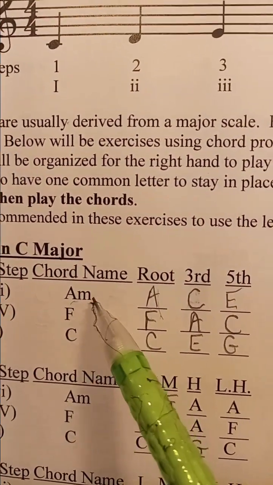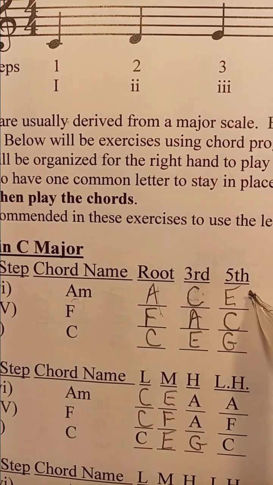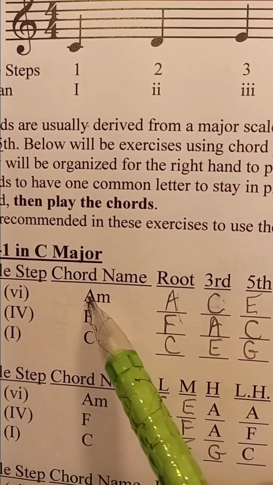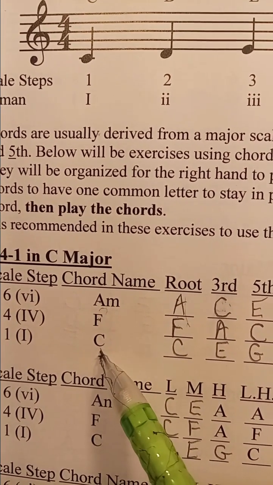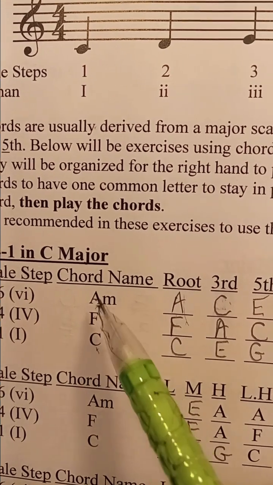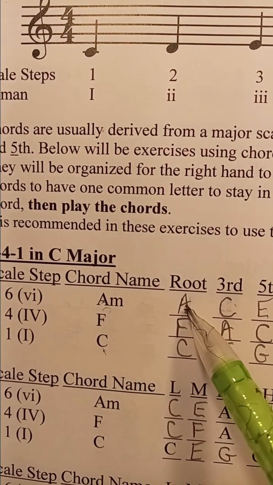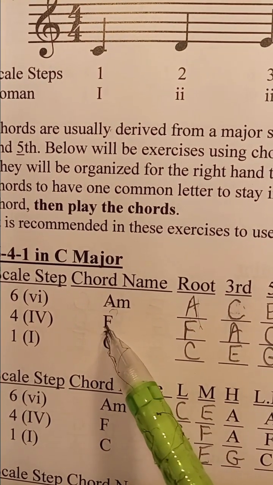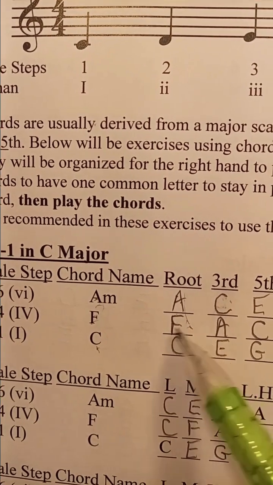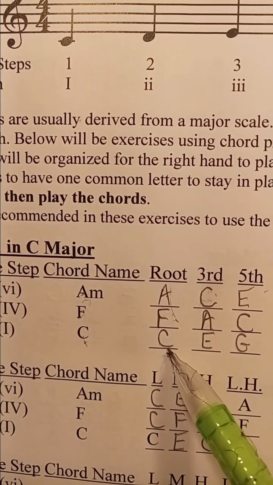To fill out these chords in their root, 3rd, and 5th order, the root will always be the capital letter that's described in the chord name, which means the root for A minor would be A, the root for the F major will be F, and the root for the C major will be C.